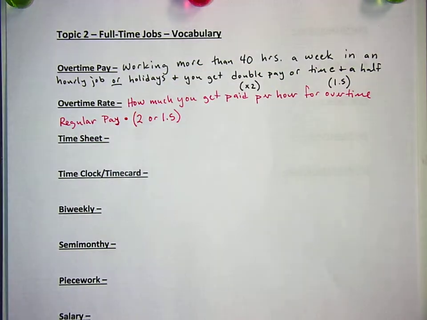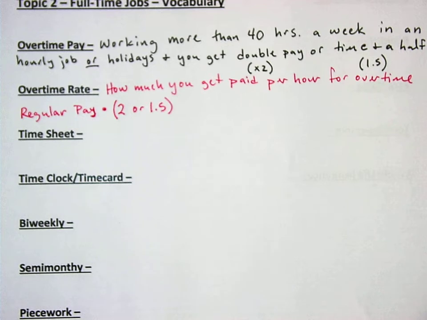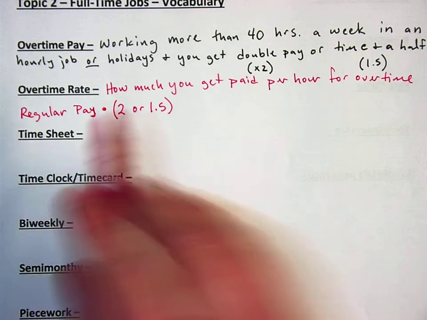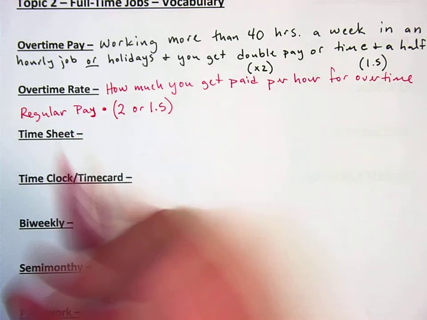So your job may say, okay, we'll pay you double pay. That means that you multiply your regular rate by 2. Or you might get paid 1.5 as much, and then you take your regular pay and multiply it by that. And by regular pay, I mean your regular hourly pay.